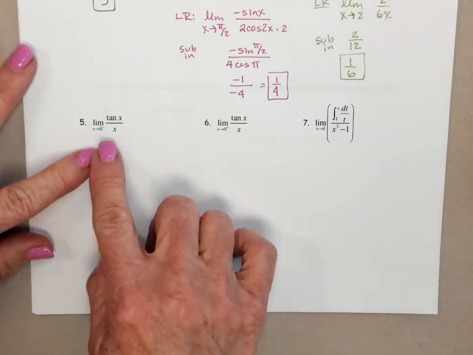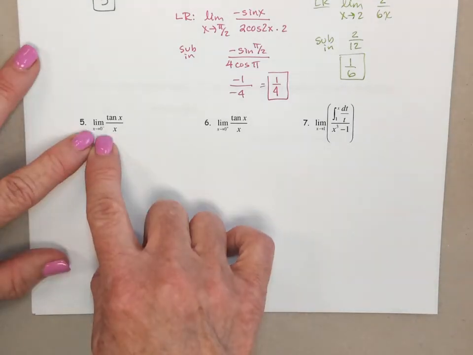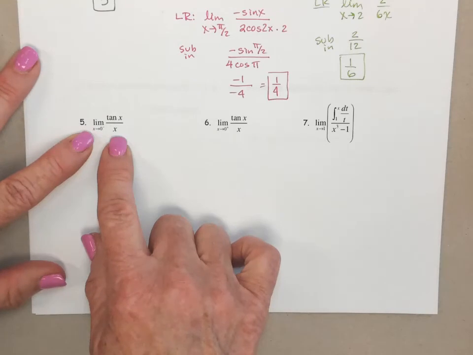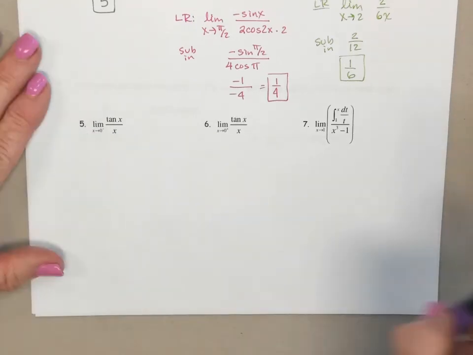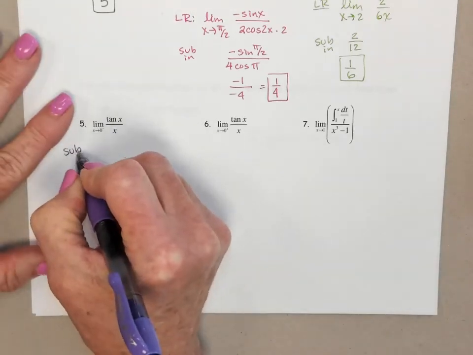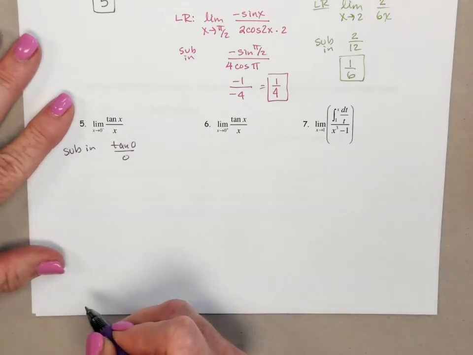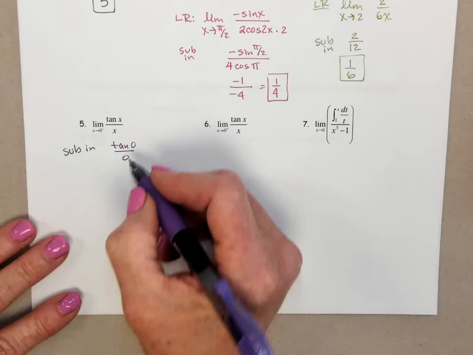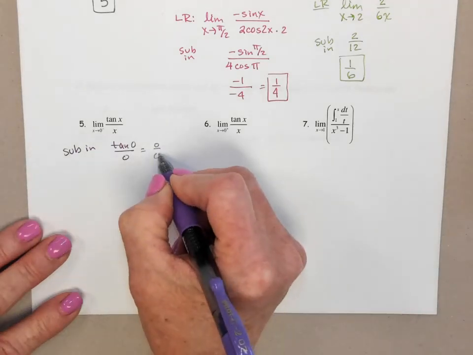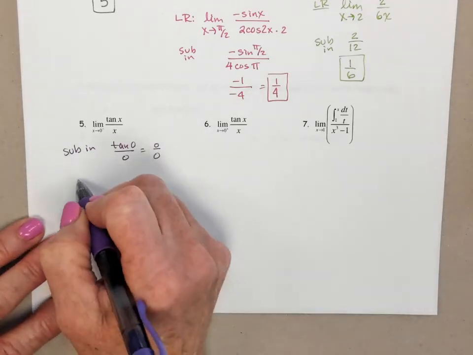Looking at number 5, the limit as x approaches 0 from the left of tangent x over x. All right, substitute in. This would be the tangent of 0 over 0. Tangent is 0, 0 over 0. All right, let's do a derivative.